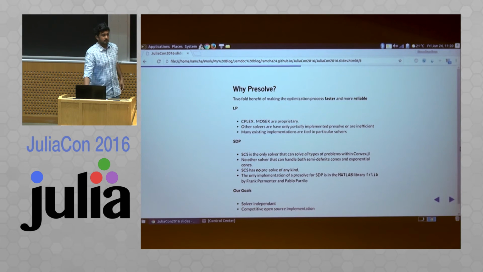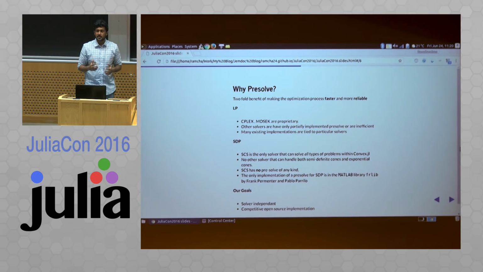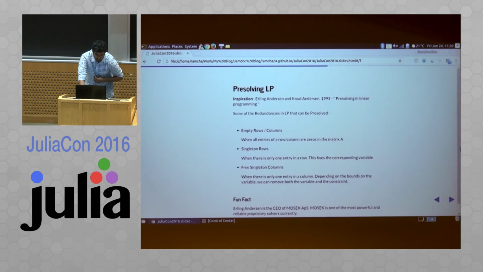So why should we make a presolve? The current existing software is proprietary, and if it's not proprietary, it's not efficient. And they're not even implementing all of the routines that are possible. So our goal is to make solver-independent presolve routines and to make them competitive with the proprietary software.